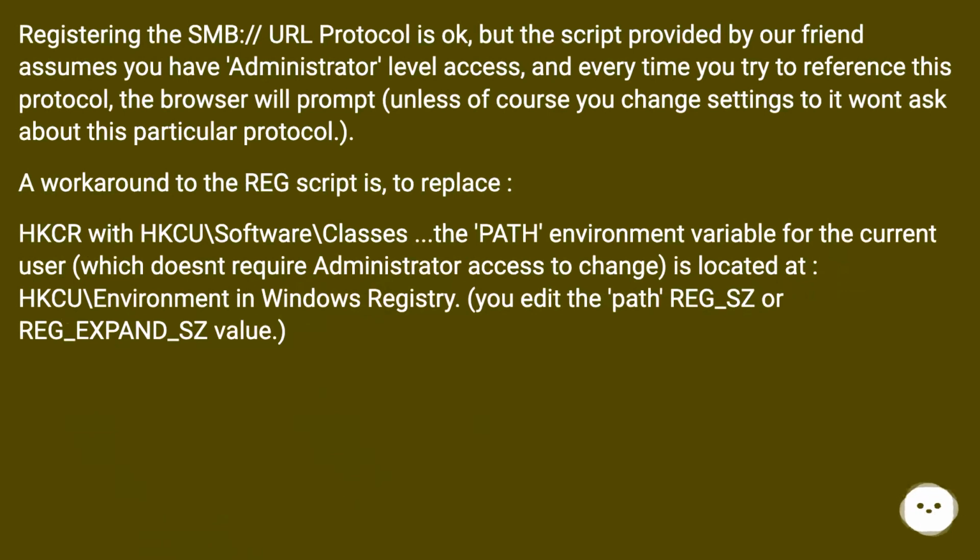Registering the smb:// URL protocol is okay, but the script provided by our friend assumes you have administrator level access, and every time you try to reference this protocol, the browser will prompt, unless of course you change settings so it doesn't ask about this particular protocol. A workaround to the reg script is to replace HKCR with HKCU\Software\Classes. The path environment variable for the current user, which doesn't require administrator access to change, is located at HKCU\Environment in the Windows registry. You edit the PATH REG_SZ or REG_EXPAND_SZ value.